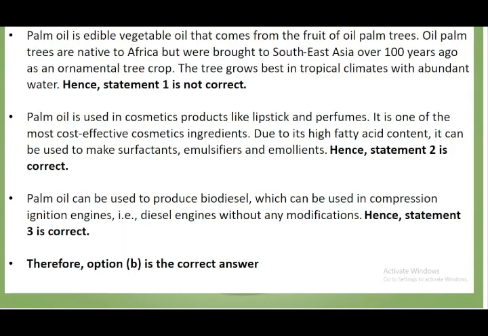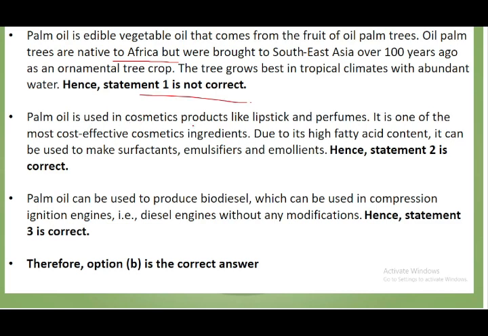Palm oil is an edible vegetable oil that comes out of the fruit of oil palm trees. Oil palm trees are native to Africa but were brought to Southeast Asia over 100 years ago as an ornamental tree crop. The tree grows best in tropical climates with abundant water. Hence statement 1 was not correct.